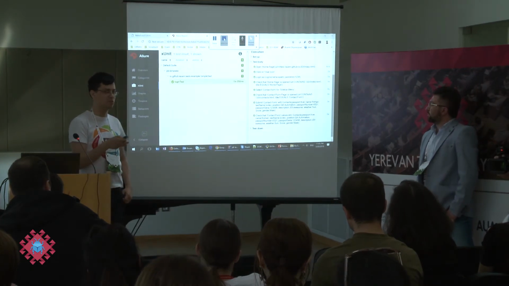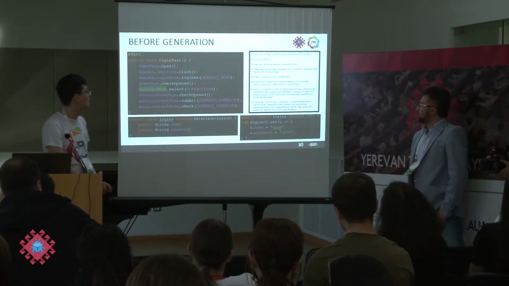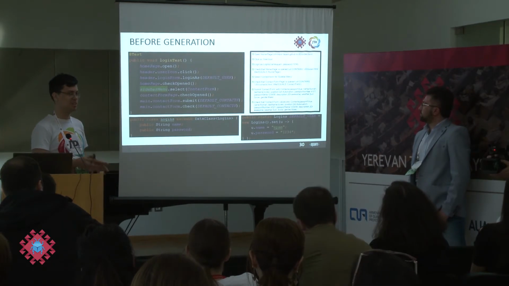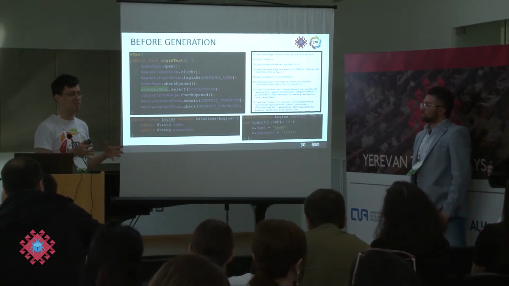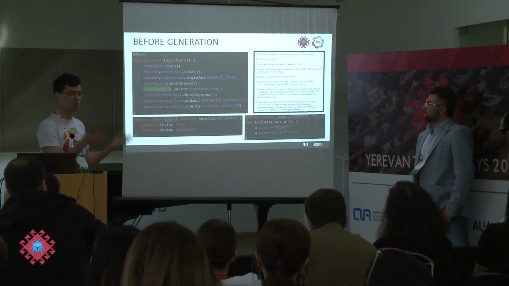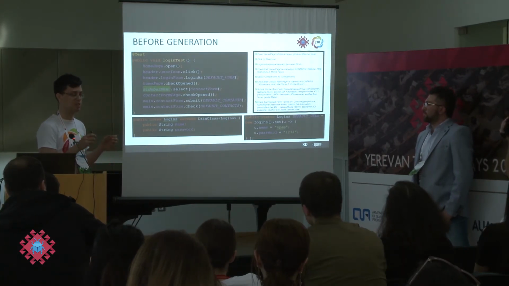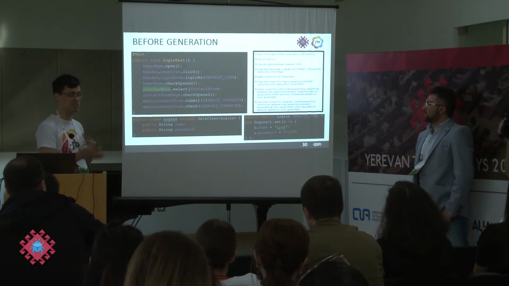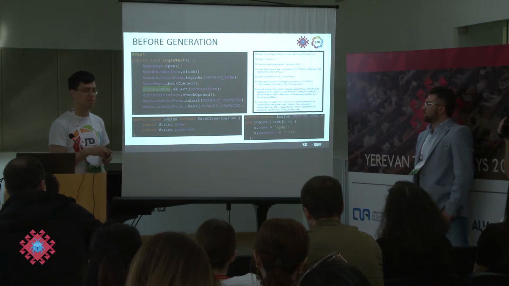I would like to go step by step through what we get. Originally, this is the typical way to write tests using the JDI page generator. You go on the site using some rules to identify elements. You can change them, or we have some rules by default. I will go through them a little bit later.